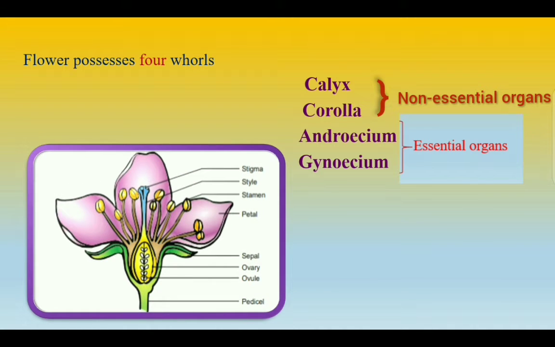So, this is the structure of a flower. You can see different parts like the pedicel. The stalk of the flower is called the pedicel. Then you can see the sepals, which will be mostly green in color. Then you can see the petals, otherwise called the corolla, which will be colored. And you can see the androecium and gynoecium. Androecium is represented by the stamens, and gynoecium by the ovary, style, and stigma. In this, calyx and corolla are the non-essential organs. Androecium and gynoecium are the essential organs of a flower, because they are involved in reproduction.